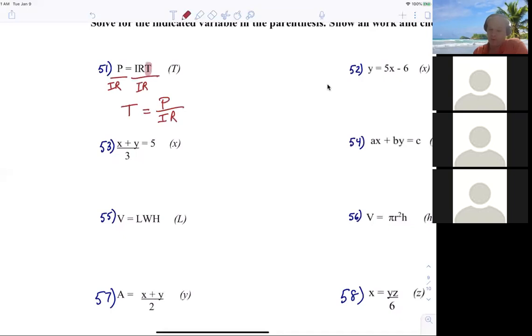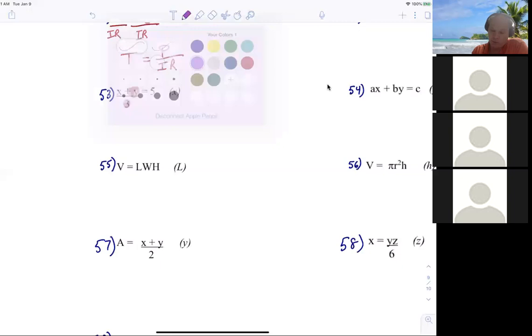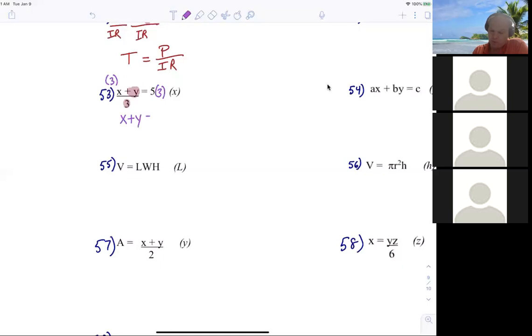Number 53, we're solving for x. So in order to solve for x, I have to get rid of dividing by 3 and adding y. To do that, I'm going to multiply both sides by 3 first. So I have x plus y equals 15. Now I just subtract y. So x is equal to 15 minus y.